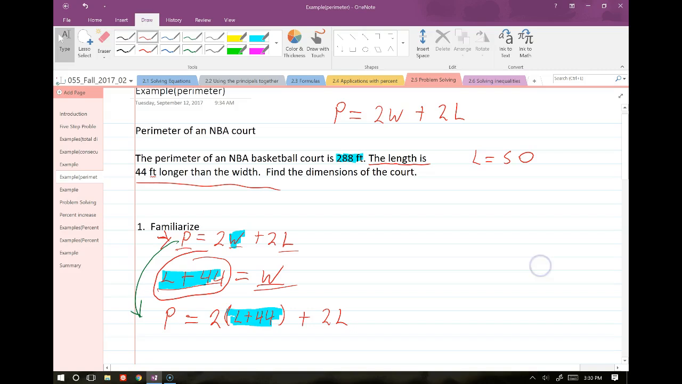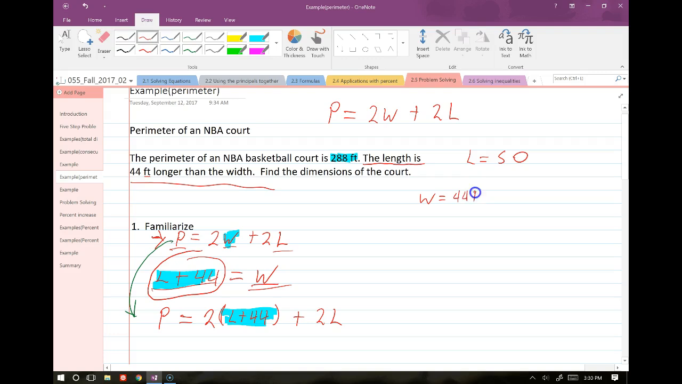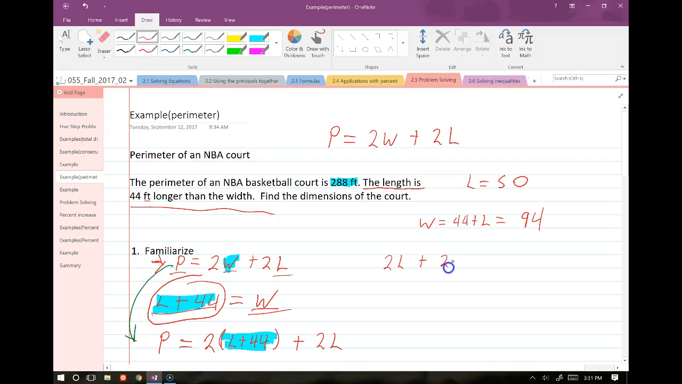So L is 50, and W is equal to 44 plus L, which is 94. So all we need to do is say 2L plus 2W. What does that equal when we sub in our values? That equals 288, which is the value they gave us. So we're correct. For perimeter problems, the first thing you should always think about is P equals 2W plus 2L. That's the magic formula for any kind of perimeter problem dealing with rectangles, anyway, not triangles and other things.